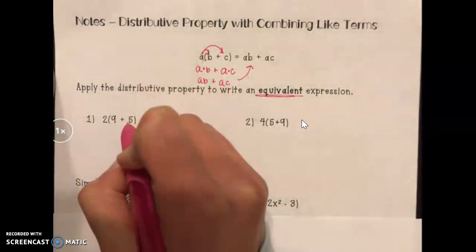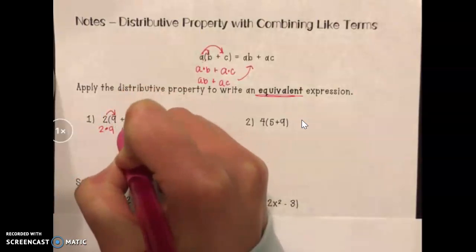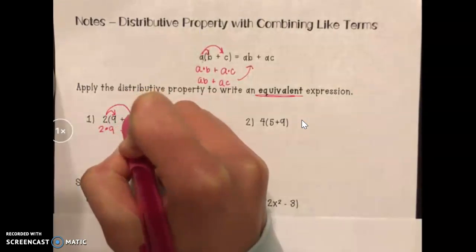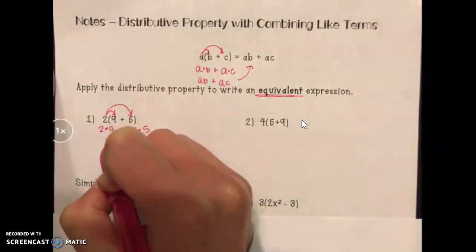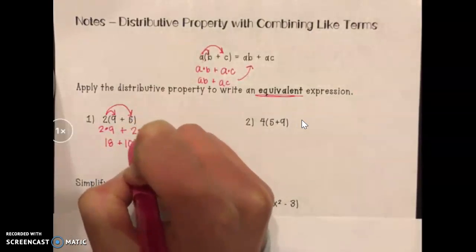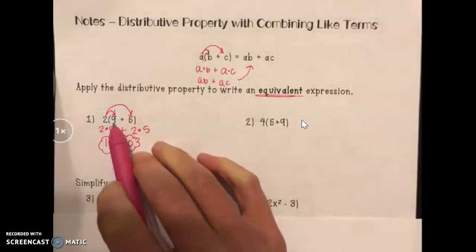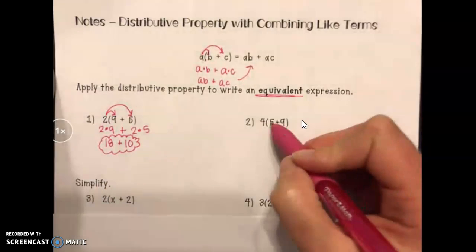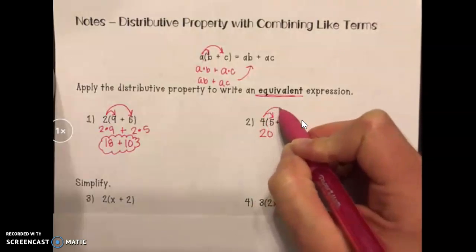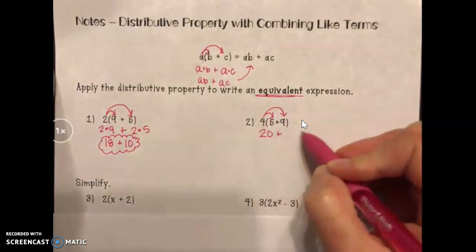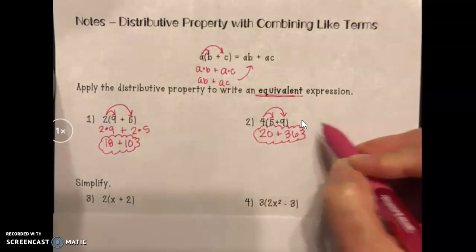So because our 2 is right outside of our parentheses, we're going to multiply 2 times 9. We're going to bring our sign straight down, plus we're going to do 2 times 5. So that would then give me 18 plus 10. So 18 plus 10 means the exact same thing as 2 parentheses 9 plus 5. Okay, we're going to do the same thing over here. So we're going to do 4 times 5, which would give me 20. And then we would add our 4 times 9, which would give me 36. And those are equivalent to each other.